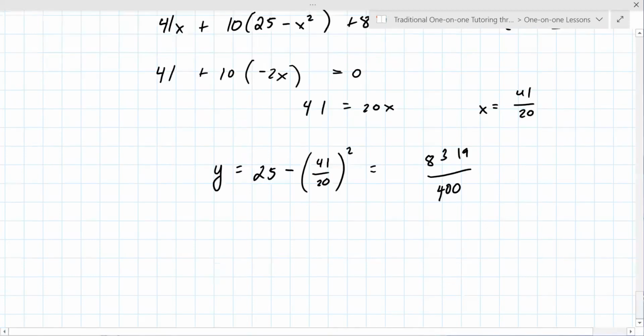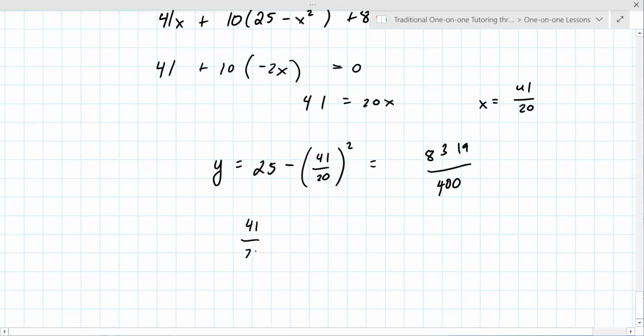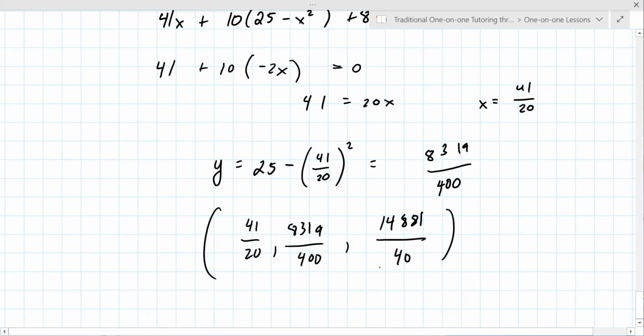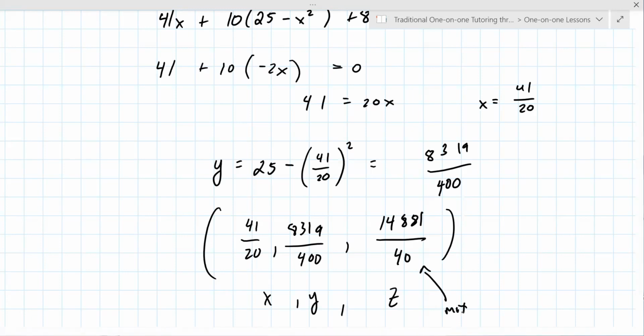And when you plug those in, you get that number. So 41 over 20, comma 8319 over 400, comma 14,881 over 40. It's your X, your Y, and your Z. So that's going to be your max, looks like. Yeah, 14,881 over 40. And then just plug in that one for Y.